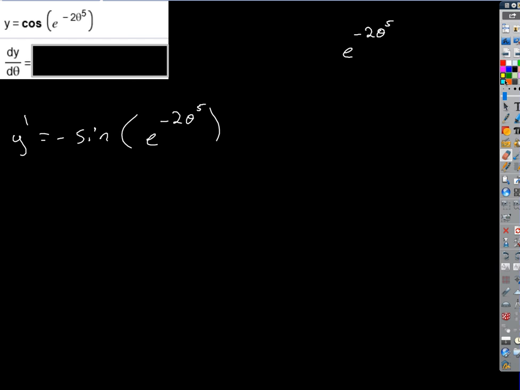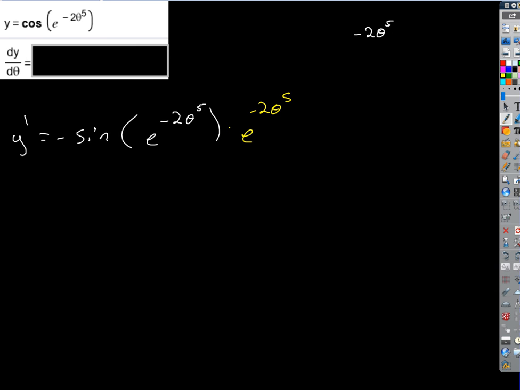So the next link in the chain, what do we got there? Gabe, what's that derivative of? Say it again. Exponential. Okay, so what's the derivative of e to the u? Okay, so now we get rid of the exponential part.